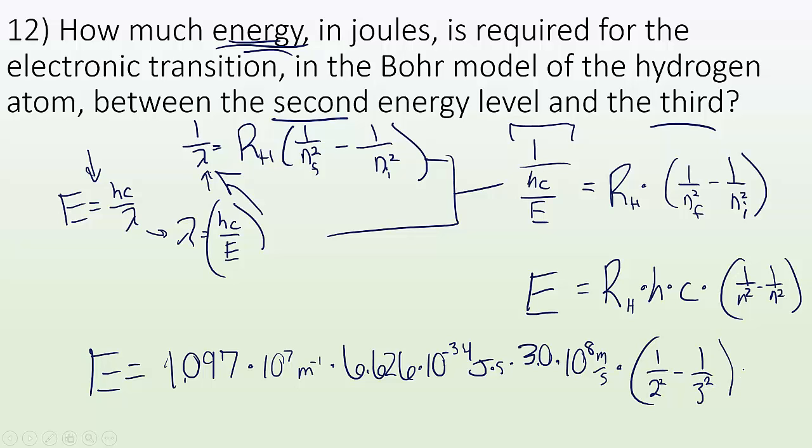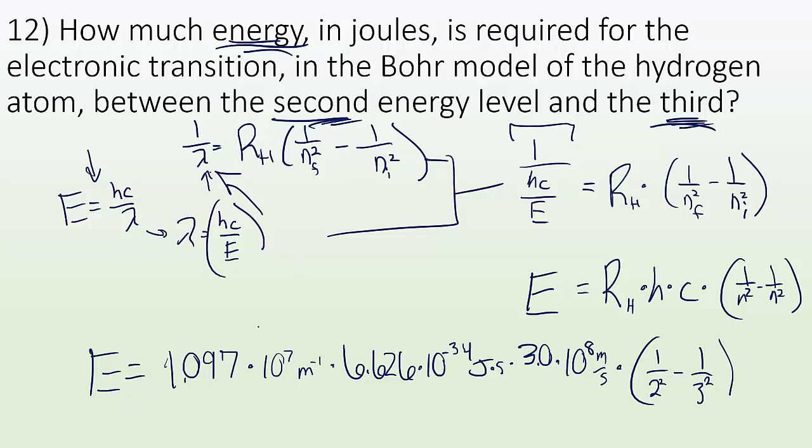Now, which one do I put? Do I put 2 first or do I put 3 first? It doesn't really matter. All that's going to happen is it's going to change the sign. So I know if I'm going from the second energy level to the third, I know that I'm absorbing energy because I got to go up. So don't even worry about which one. Just use your brain at the end, go back and think, hey, did energy get absorbed or released? And that'll tell you how the energy changed.